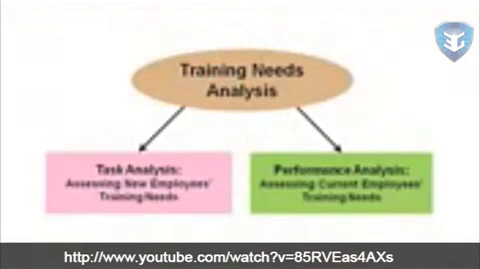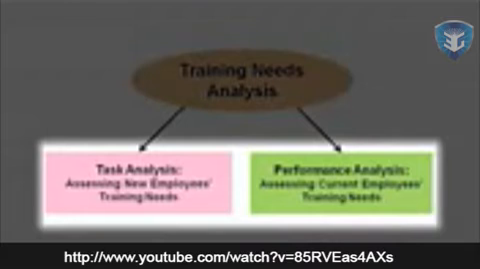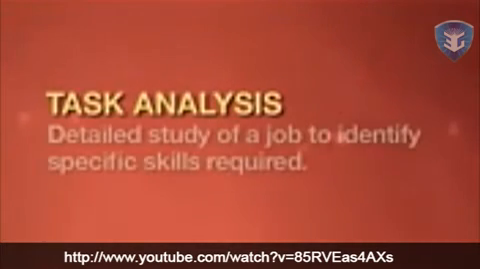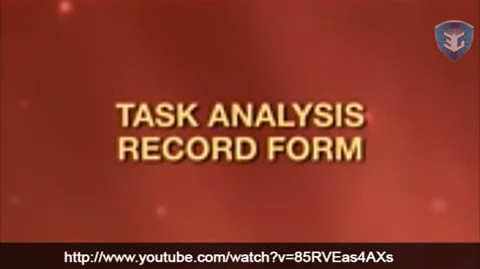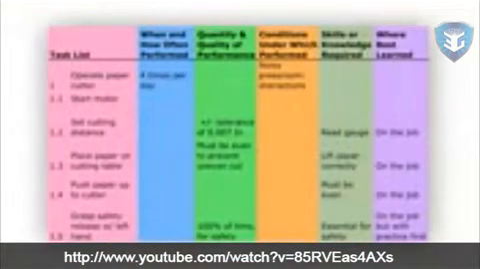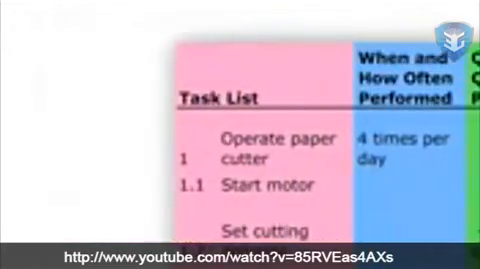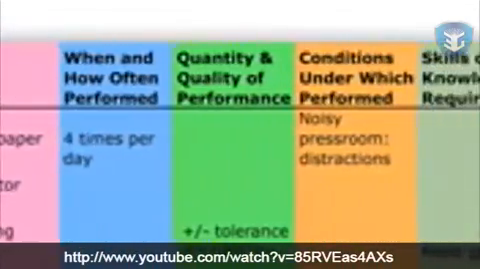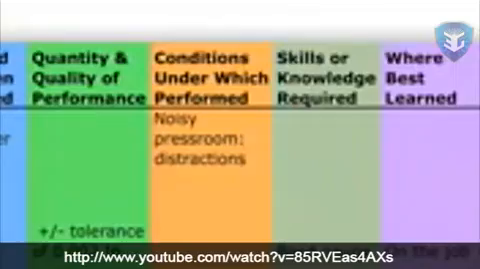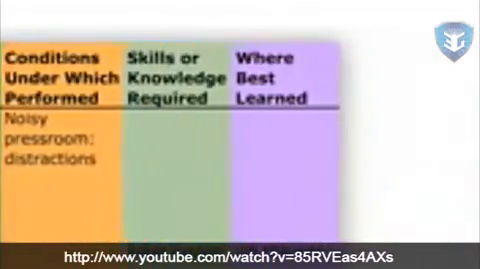Step 1, Needs Analysis, identifies the training needs of an employee. The 2 main ways of identifying those needs are through a task analysis and a performance analysis. The task analysis is a detailed study of a job to identify the specific skills required, especially for new employees. A task analysis record form can also be used. Here is an example of this form for a printing press operator. The task analyses contain the following information: a task list, when and how often each task is performed, the quantity and quality of performance expected, the working conditions, the skills or knowledge required, and where those can be best learned.